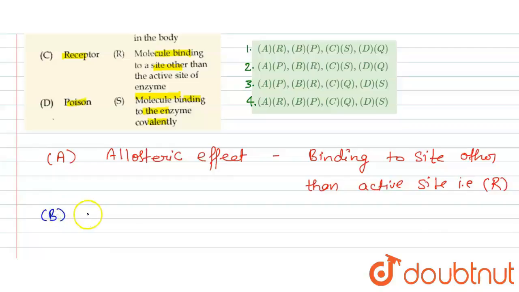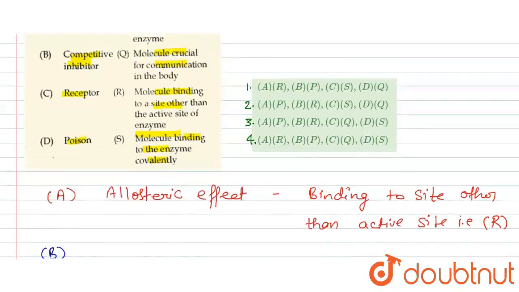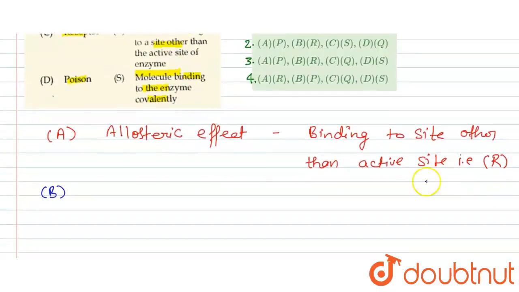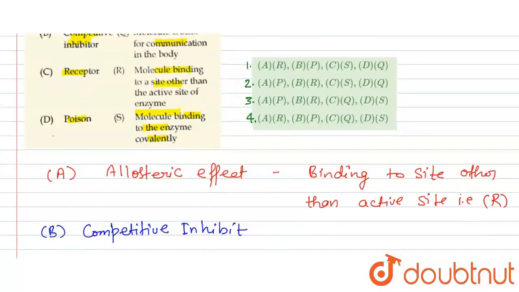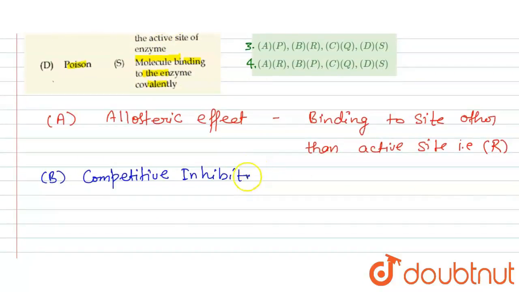Now we will talk about the second, that is competitive inhibitor. We know that in competitive inhibition, an inhibitor that resembles a normal substrate binds to the enzyme, usually at the active site, and prevents the substrate from binding. So from the options we can see that option P is the correct one, that is binds to active site. Competitive inhibitor basically binds to the active site, so option P is the correct option.